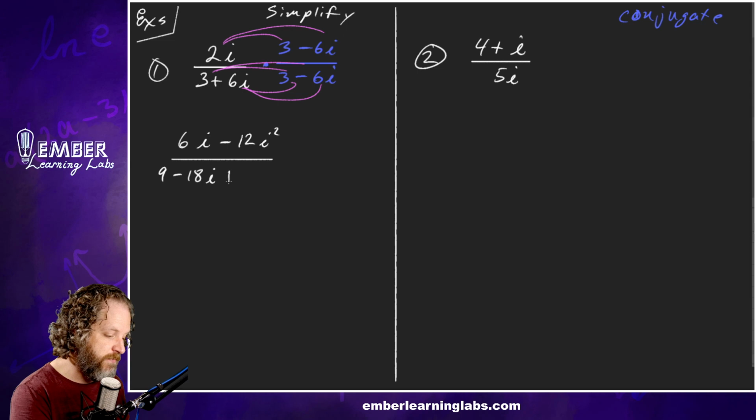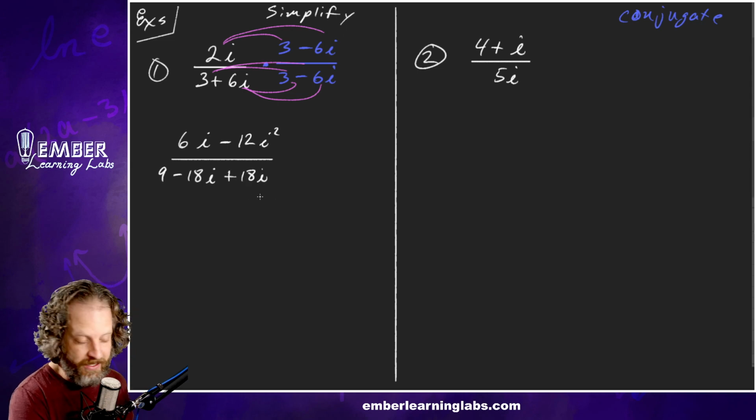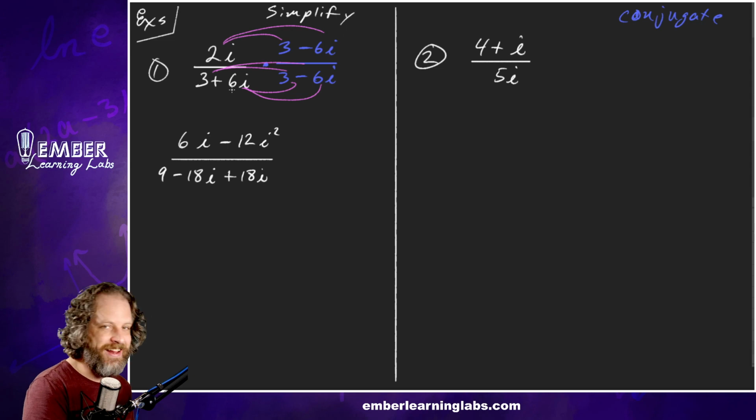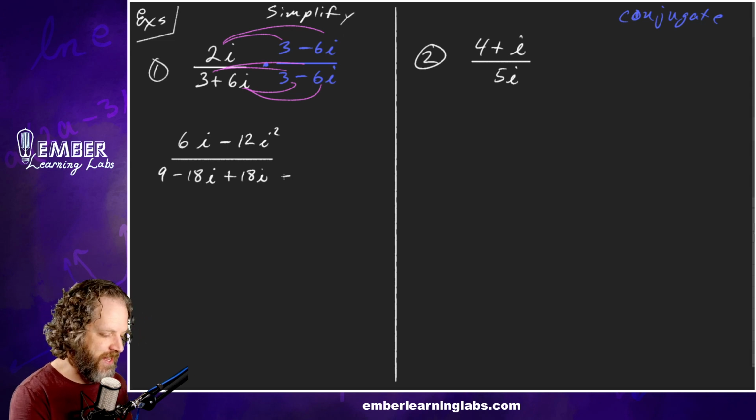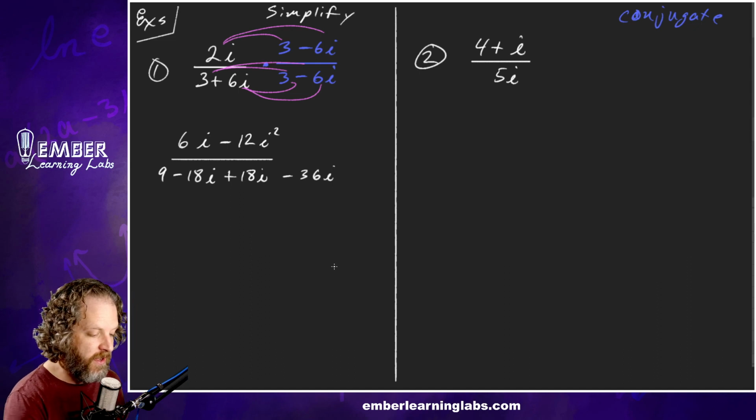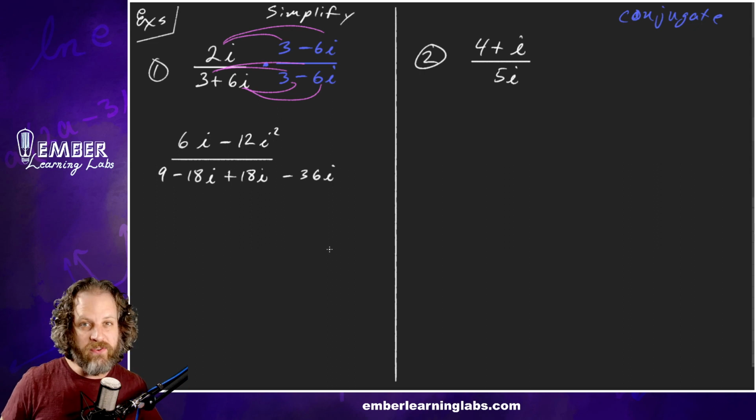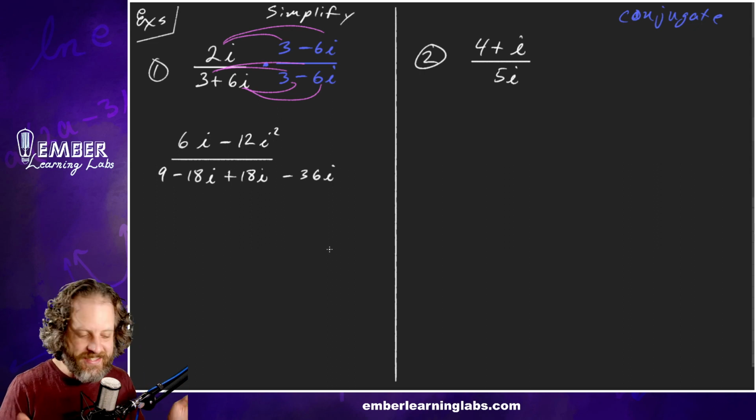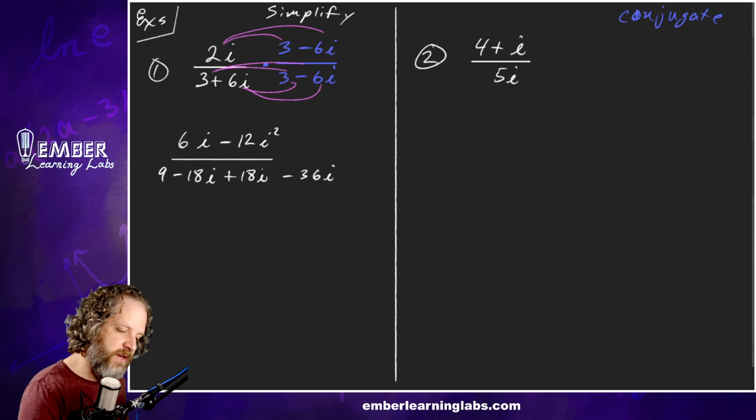6i times 3 is plus 18i. Look at those. Look at it. Just look at it. So beautiful. 6i times negative 6i is negative 36i squared. So you notice on the bottom in the denominator when you do these, you can shortcut and just do the first and the last because the outside and the inside are always going to cancel.